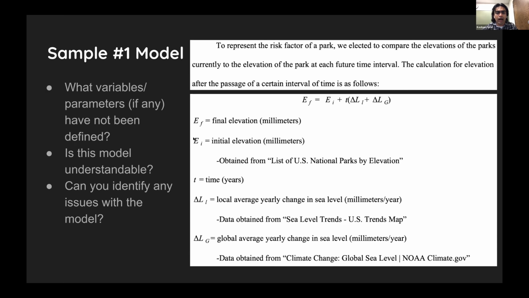Any issues with this model? I kind of have one issue with the model just in terms of its formulation. Based off of what I have interpreted this model to say, imagine, if you will, that delta L, both of these are positive numbers. So the average yearly change in sea level locally and globally is a positive number. Time is certainly a positive number. This initial elevation is going to be a positive number. So that would imply that this elevation is actually going to be increasing as this change in sea level increases.